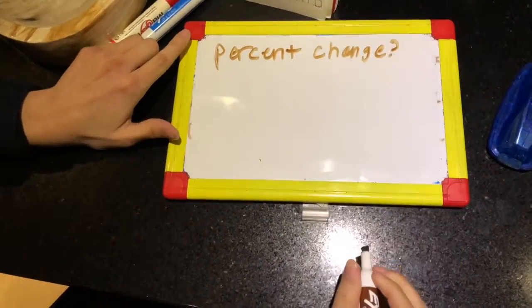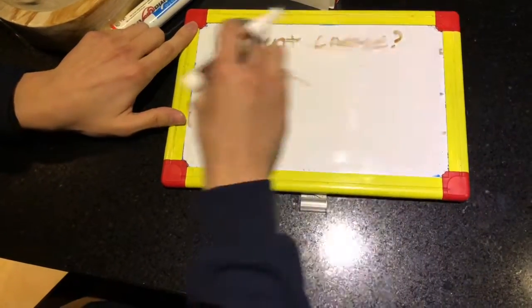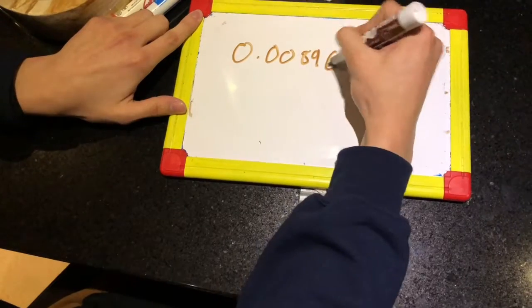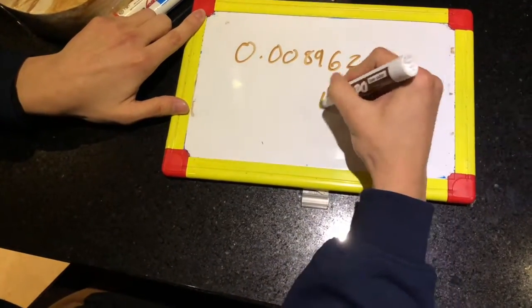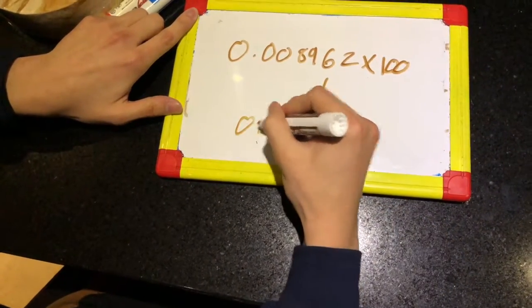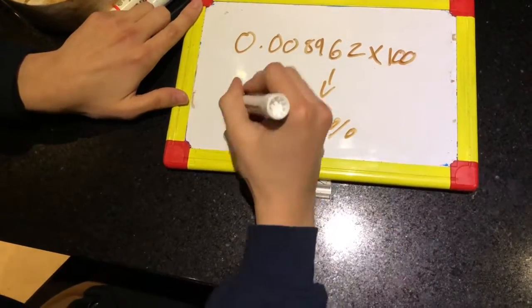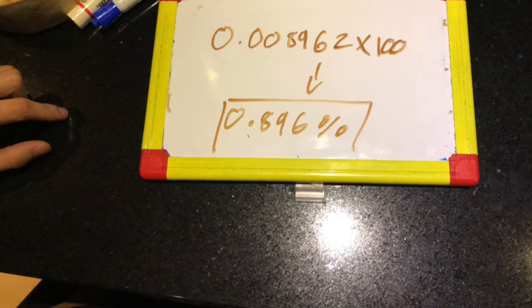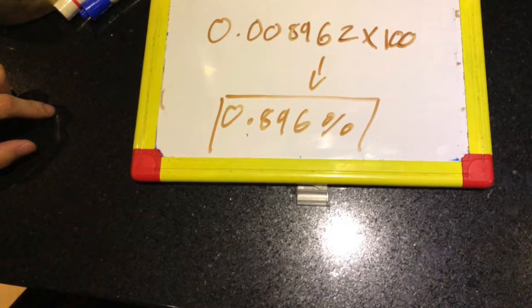So, what is the percent of change? 0.008962 times 100. This is to get the percentage. So, our final answer is 0.896%.